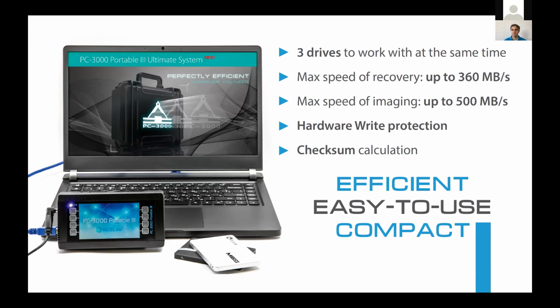And also, the Portable 3 system contains a hardware write protection button, which allows you to block access to the drive and block any writing operation on the connected storage device, which might be extremely important when we are working with a forensic case. And of course, the Portable 3 system supports checksum calculation. So during the drive diagnostic, you can launch the checksum calculation, get the value of the hash sum and use it for the court, or probably to prove that no one changed the initial data on the target storage device.